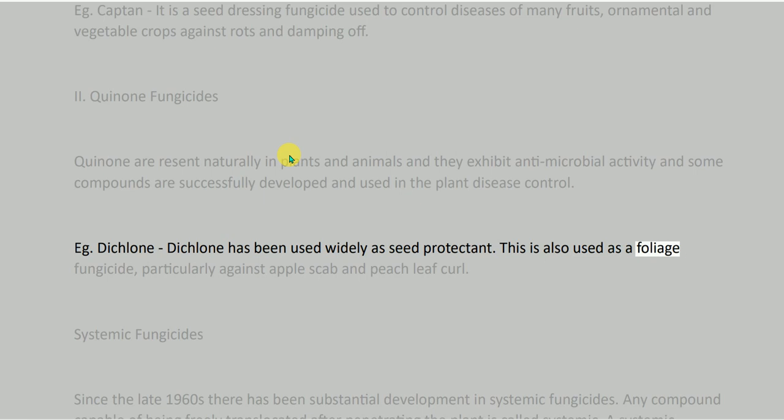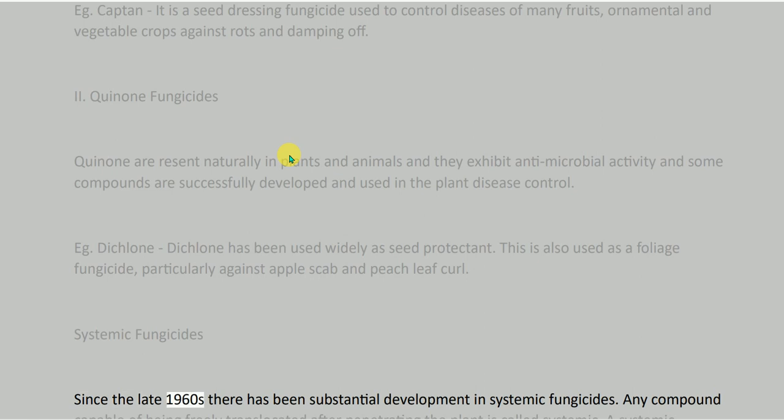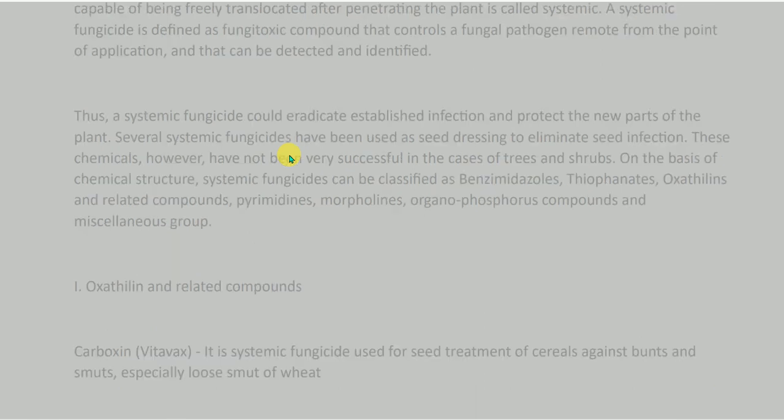Systemic fungicides. Since the late 1960s there has been substantial development in systemic fungicides. Any compound capable of being freely translocated after penetrating the plant is called systemic. A systemic fungicide is defined as a fungitoxic compound that controls a fungal pathogen remote from the point of application, and that can be detected and identified. Thus, a systemic fungicide could eradicate established infection and protect the new parts of the plant.